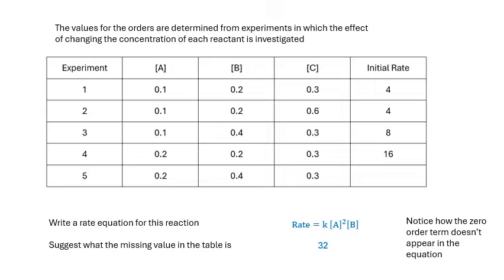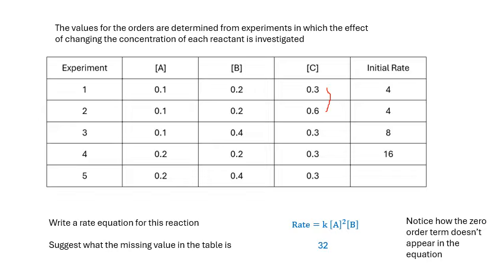So rate equals K, concentration of A squared times B. Why? Well, the first thing to note is that the rate doesn't depend on C. If you look here, I've doubled the concentration of C. I've kept A and B the same. This is in experiments 1 and 2. A and B is the same. I've doubled the concentration of C, and it hasn't had an effect on the rate. So for C, it's zero order, so that doesn't come into the equation.